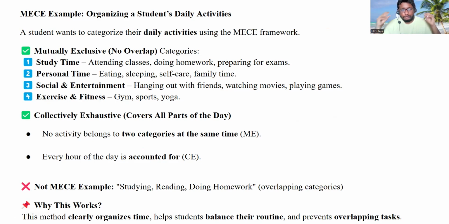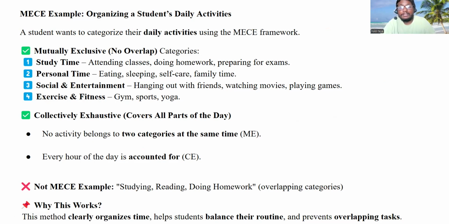I hope this made you understand this. Collectively exhaustive means each category is not overlapping with each other, but they are covering the total day, right? So that is nothing but MECE, mutually exclusive, collectively exhaustive. So no activity belongs to two categories at the same time. Each category is different, but all are covering the total day.